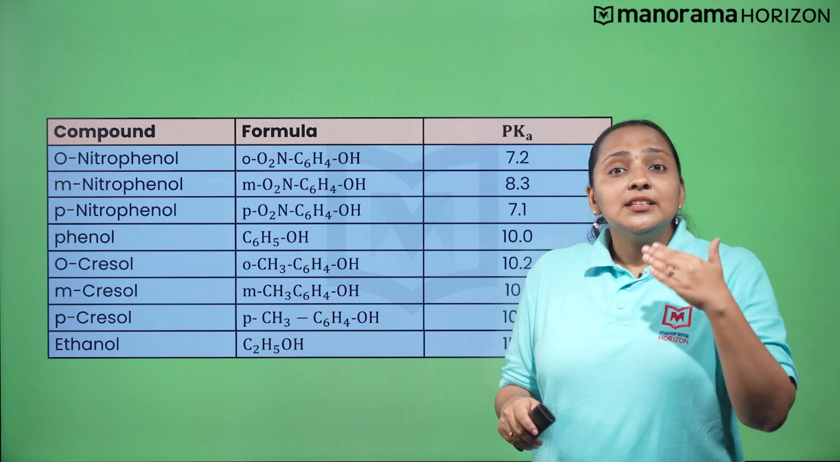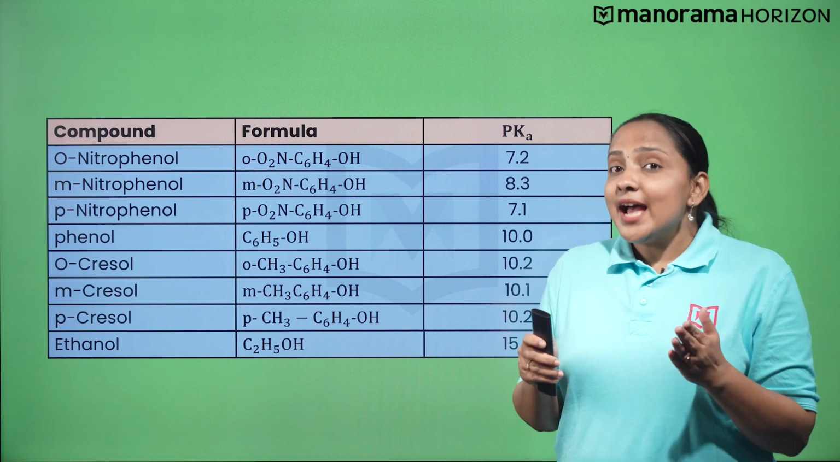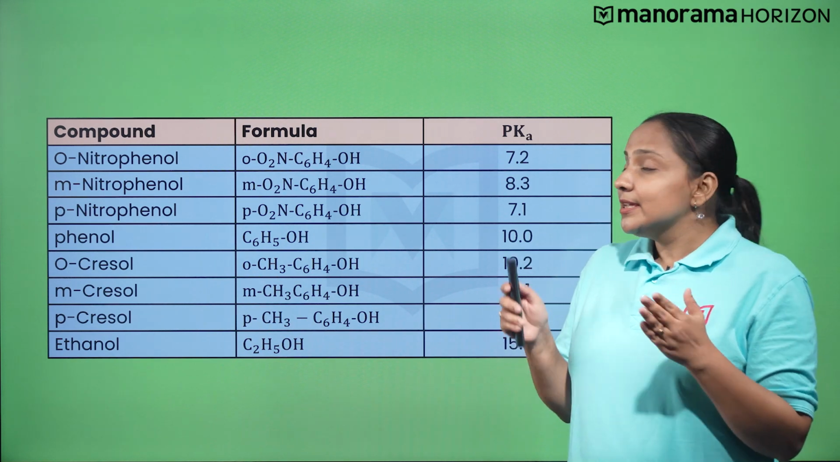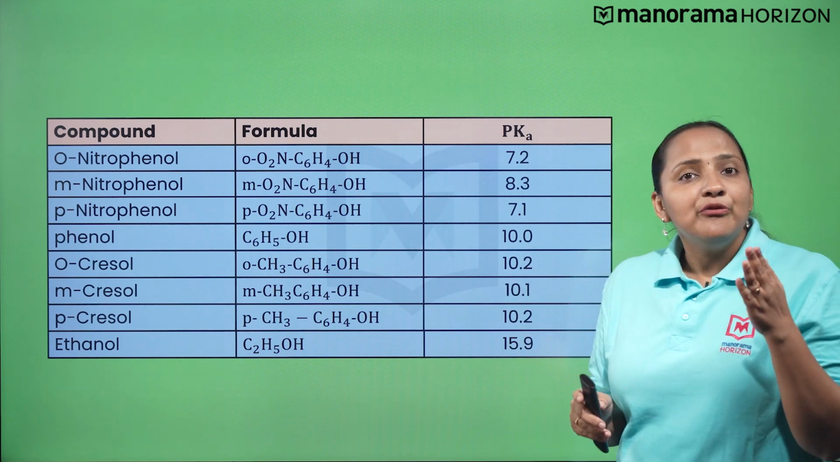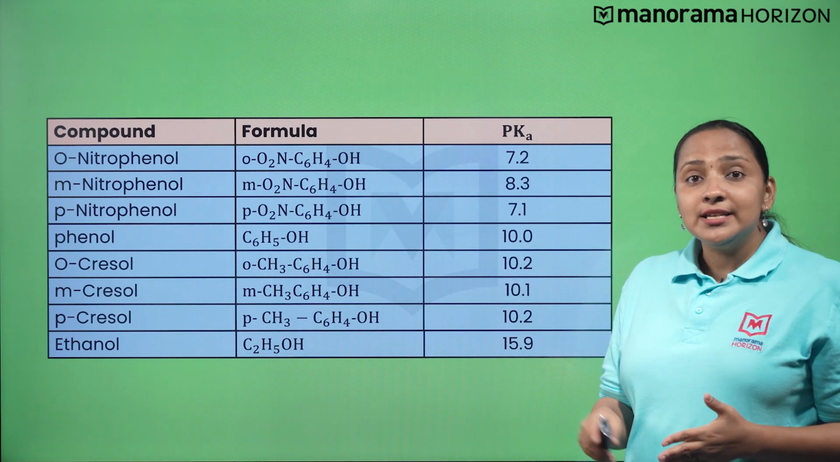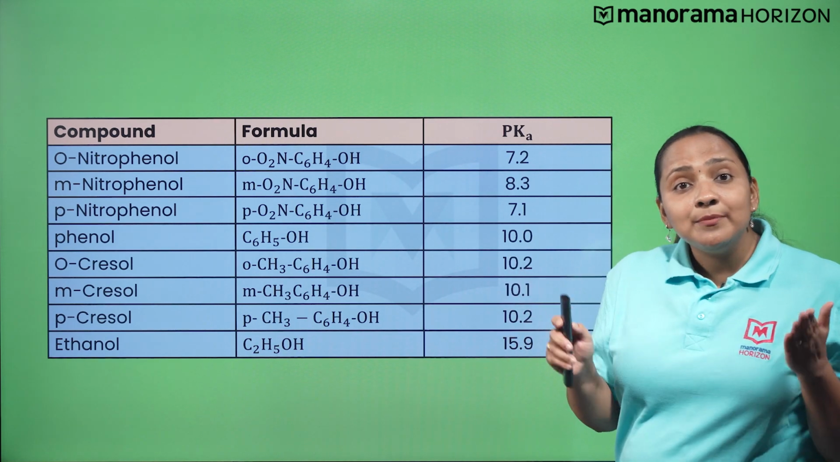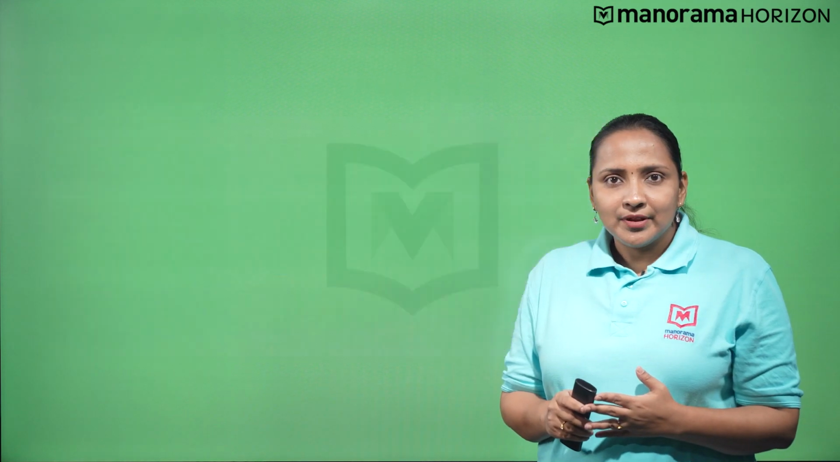Here, the greater the pKa value, the weaker the acid will be. For example, cresols are less acidic than phenol. From this data, it is also clear that phenol is a million times more acidic than ethanol.